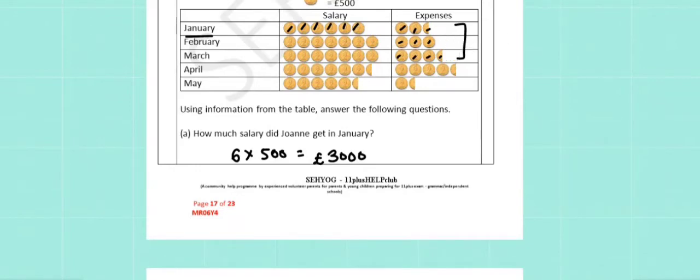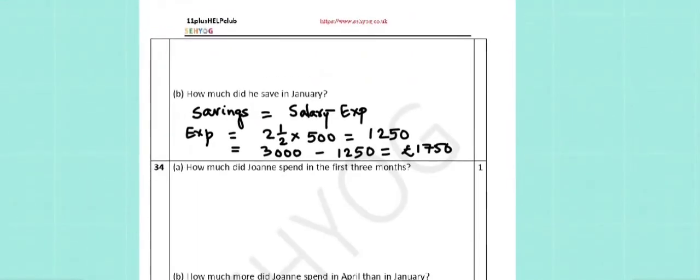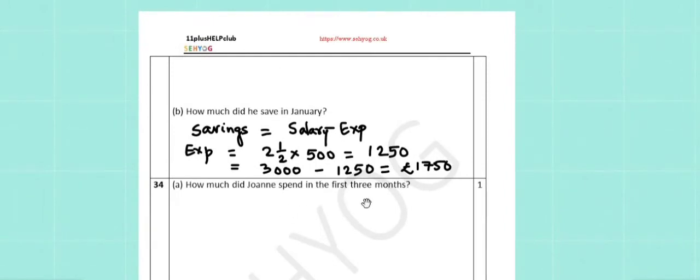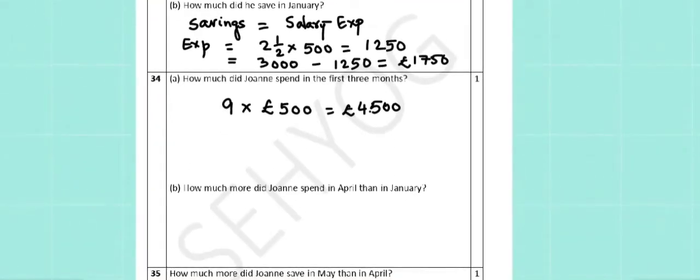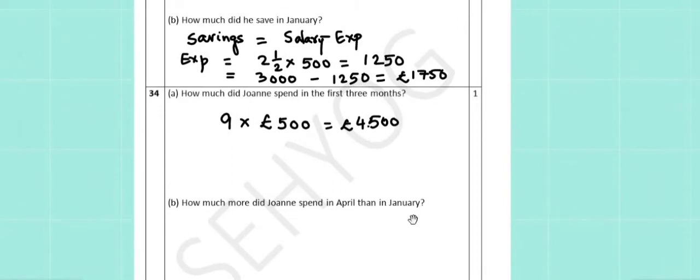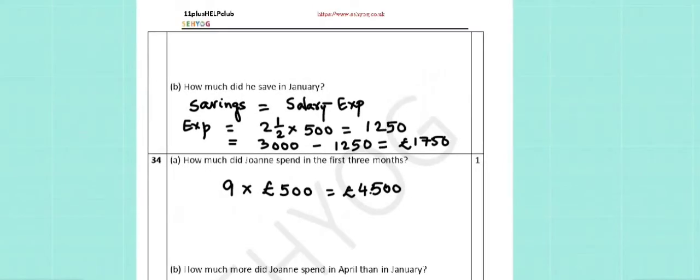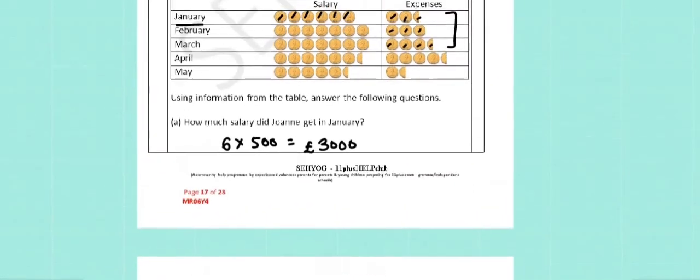So, which means that 9 times the value of each coin, and that is 500 pounds. So, 9 times 500 pounds is our answer. So, 9 times 500 pounds gives us 4500 pounds. Now, how much did Joan spend in April more than his spending in January?